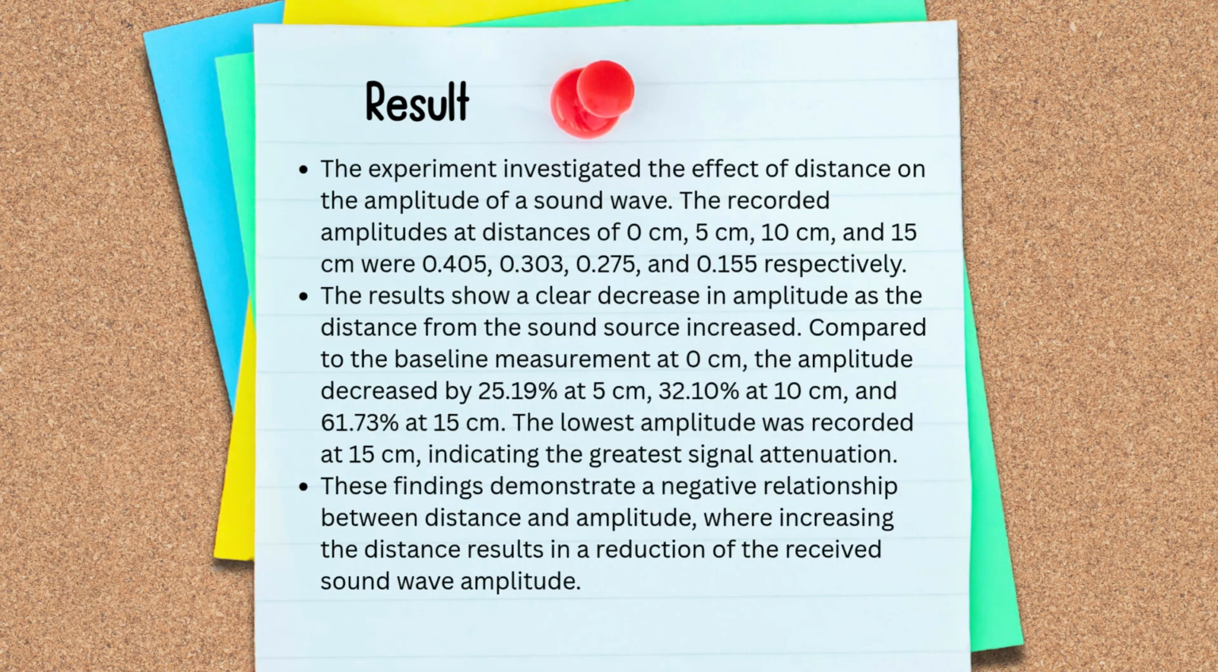To summarize my results, the experiment successfully tracked how distance changed the amplitude of a sound wave. As I moved from our baseline at 0 cm out to 15 cm, the raw amplitude dropped steadily from 0.405 down to 0.155. Looking at the percentage drop, the signal attenuated by roughly 35% at 5 cm, 22% at 10 cm and reached its maximum signal loss of nearly 62% at our final distance of 15 cm. Ultimately, these findings demonstrate a clear negative relationship between distance and amplitude. As the distance from the sound source increases, the received wave amplitude consistently decreases, which fully validates our hypothesis.